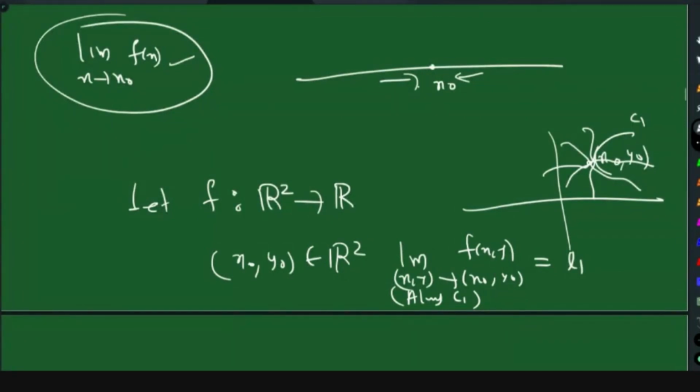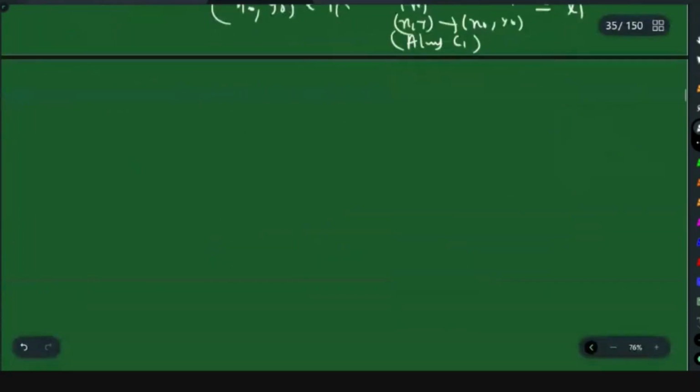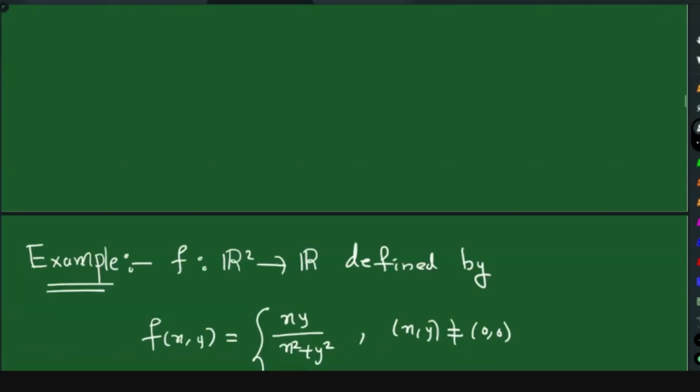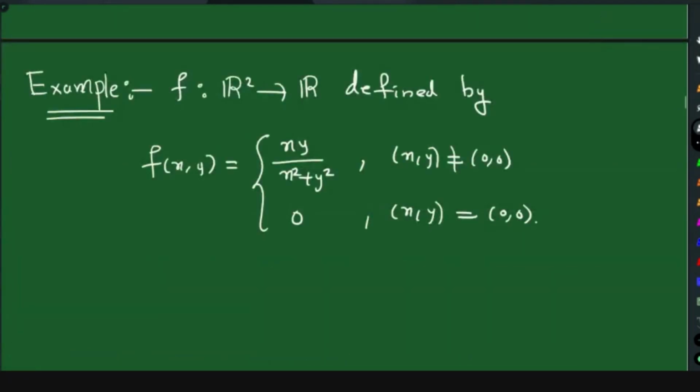Along each path, you should get the same limit. Then only you can say the limit at x0, y0 has the same value, and then only you can say the limit at x0, y0 exists. So let me look at some examples. We have already checked the continuity of such functions, but now we will see how we check whether the limit value exists or not.